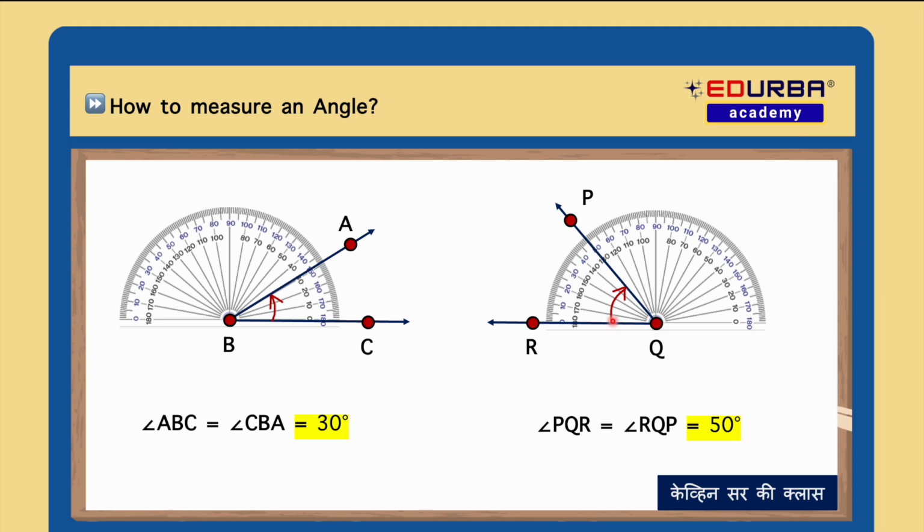Now if I observe, the arm QP is overlapping on the outer layer because 0 has to start from the left side, and that shows on the outer layer. I can see that arm QP is overlapping with the 50 degree mark, and that's why angle PQR or angle RQP is equal to 50 degrees.